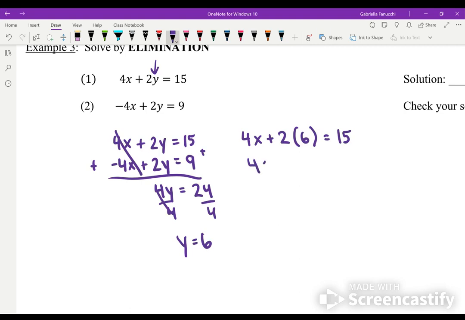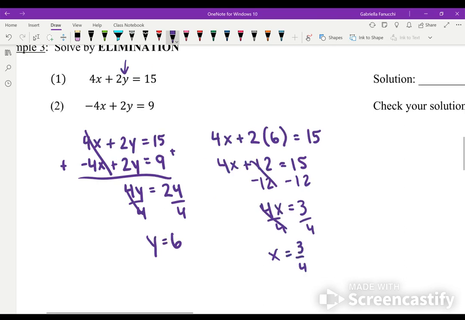So I have 4x plus 12 is equal to 15. I'm going to subtract the 12. 4x is equal to 3. Divide by 4. X is equal to 3/4. And we can go ahead and check it.